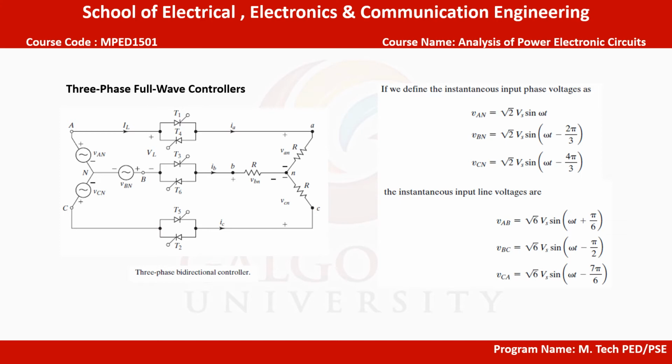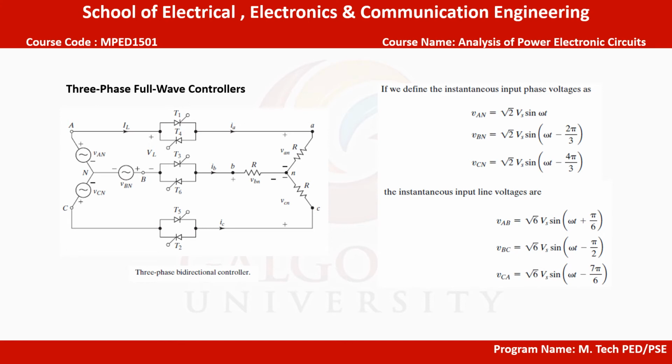The circuit diagram in this figure is of a three-phase full-wave bidirectional controller with a Y-connected resistive load. The operation of this controller is similar to that of a half-wave controller. So here you can see 6 thyristors T1, T2, T3, T4, T5 and T6 are connected.